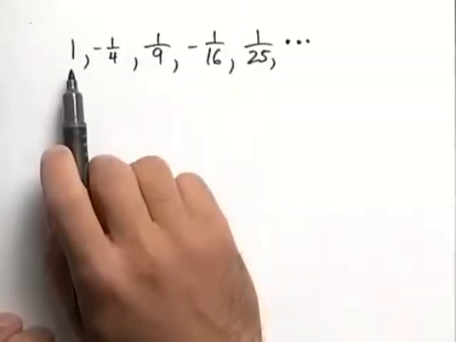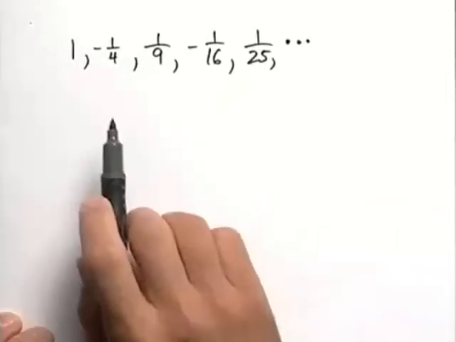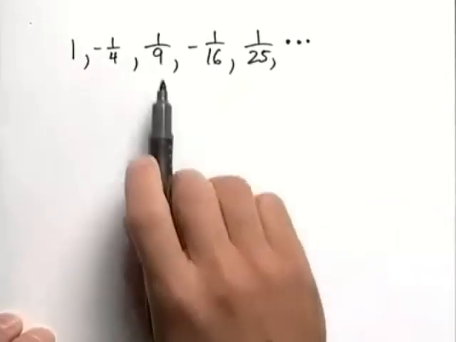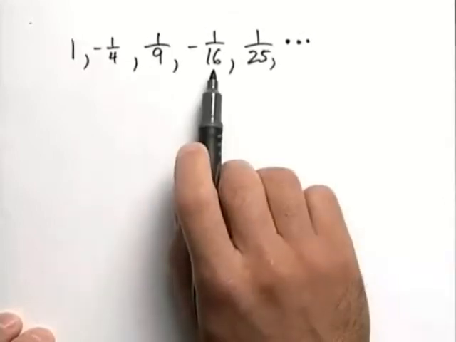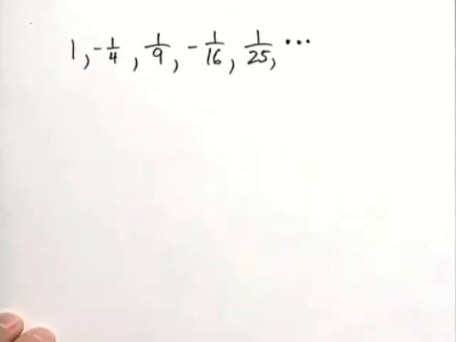Now that we've done all the work, let's look at our sequence written in one place. We have a sub 1 equaling 1, a sub 2, -1/4, a sub 3, a positive 1/9, a sub 4, -1/16, and our fifth term, a sub 5, as 1/25.